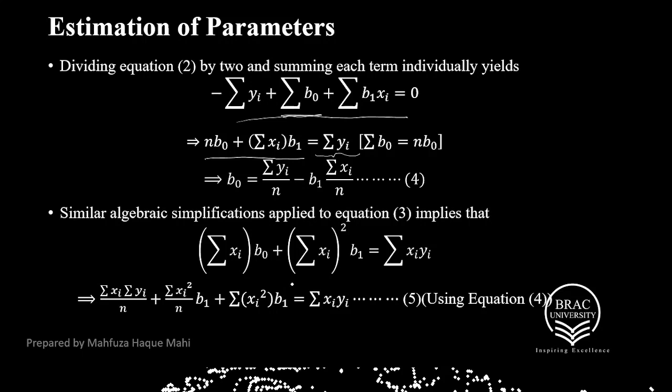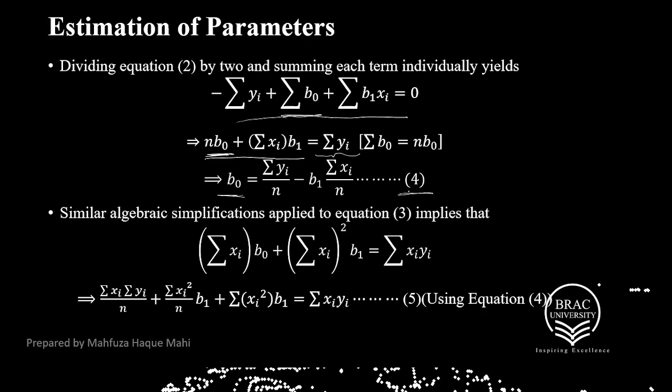Now we will keep only the term b0 on the left hand side of the equation and move the other terms to the right hand side, and what we get is b0 equal to summation of yi by n minus b1 into summation of xi divided by n. We will mark this as equation 4.